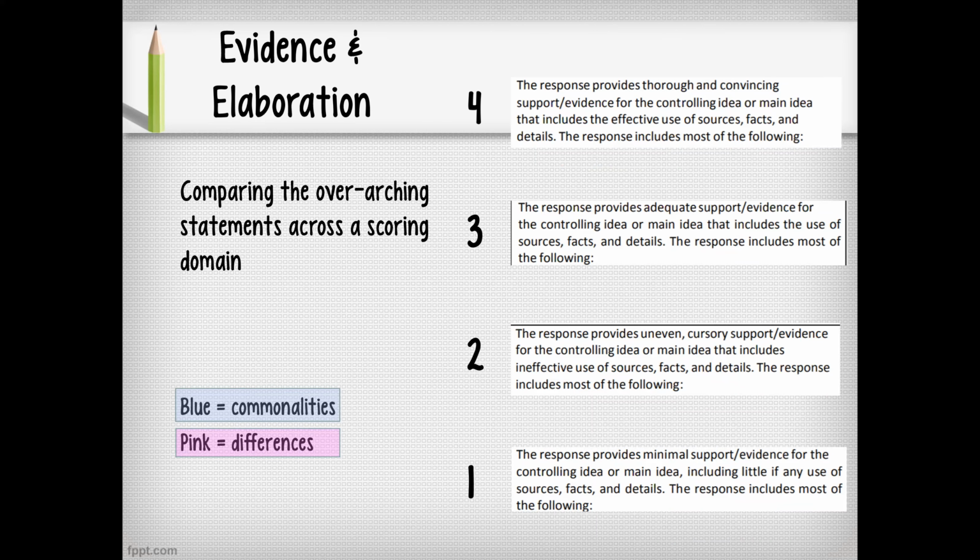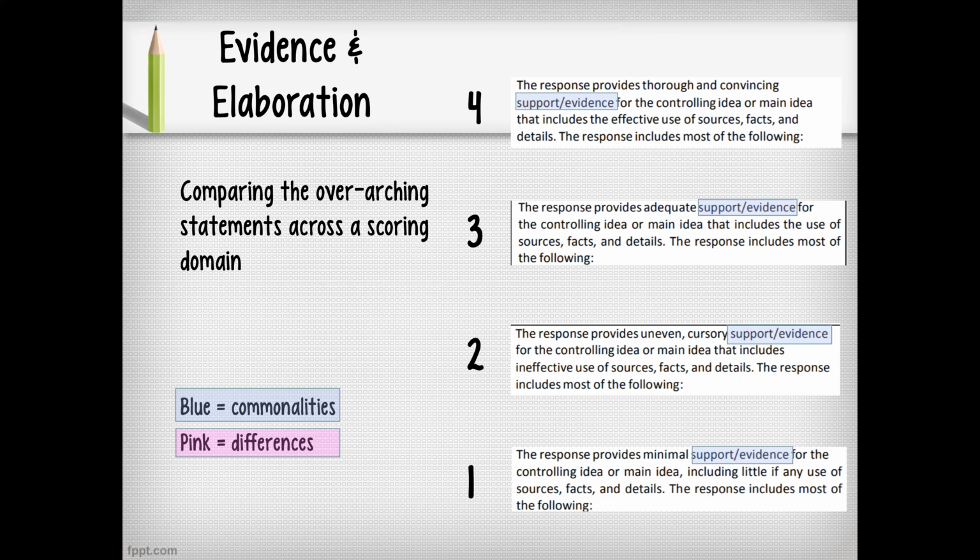So here we're going to take a look at the overarching statements for evidence and elaboration. Again, all I did was pull the overarching statement from the 4, the 3, the 2, and the 1. We'll start by identifying those commonalities to let us know what this scoring element is all about. As you skim through the statements, you'll notice that support and evidence is mentioned in every score point. That fits very well with what this category is, which is evidence and elaboration.